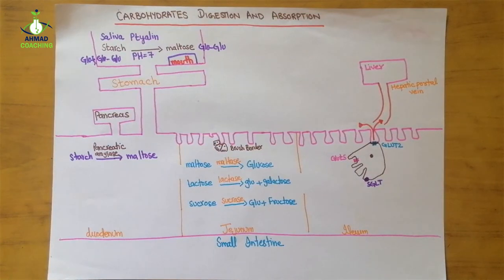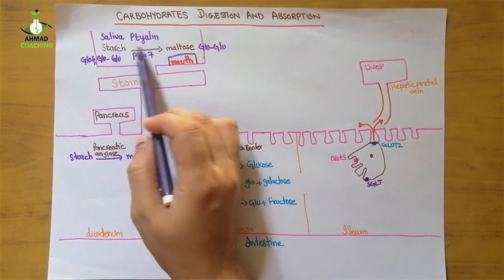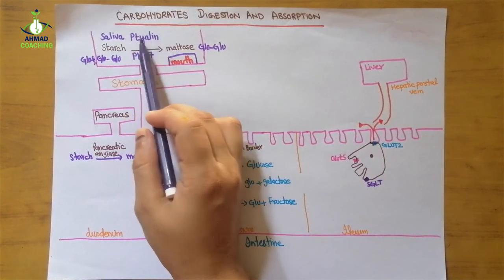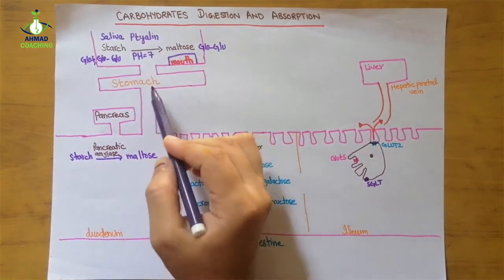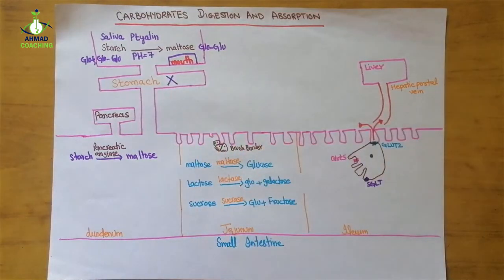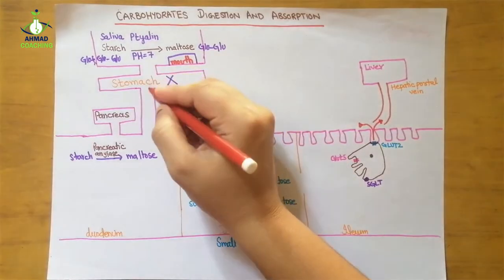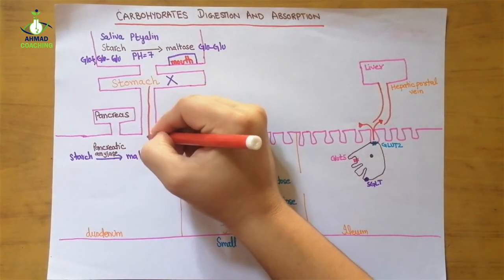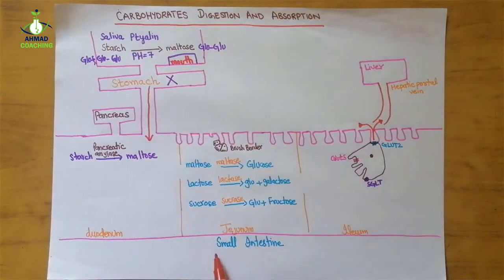However, only a small amount of starch will be digested in the mouth, and the rest of the starch will go from the mouth to the stomach. In the stomach, no digestion of carbohydrates will take place because no enzymes are present which can digest the carbohydrates. So the food will move from the stomach and enter into the small intestine.